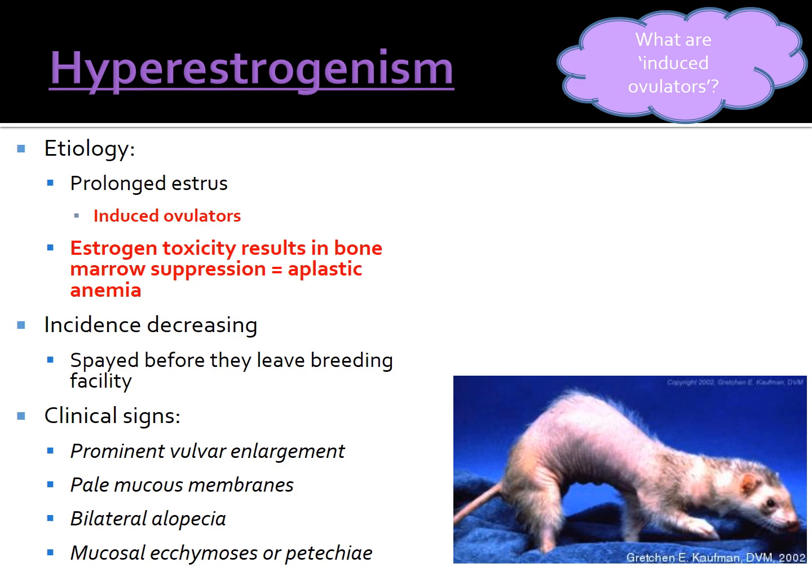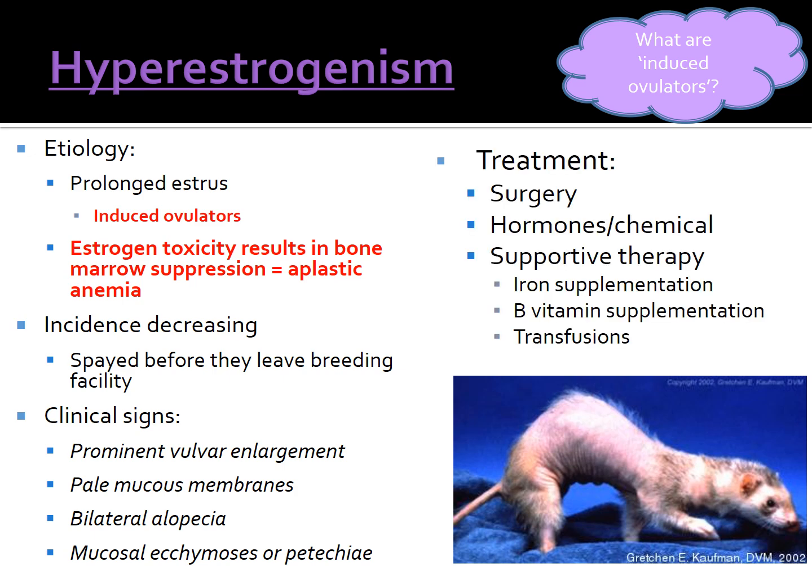They're going to have very pale mucous membranes, almost white. Bilateral alopecia is very common, and then having petechia, bruising in the mouth mucous membranes. Treatment for this is surgery or hormone chemical castration. You can do supportive therapy with iron supplementation, B vitamin supplementation, or even blood transfusions.